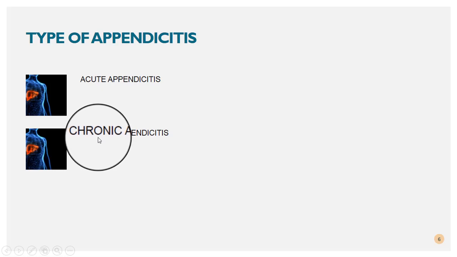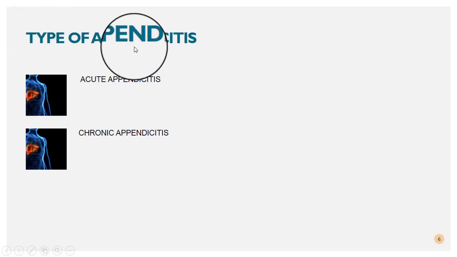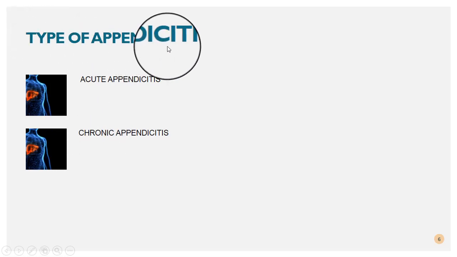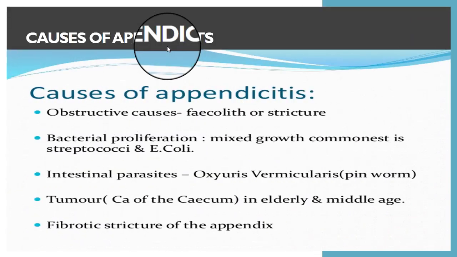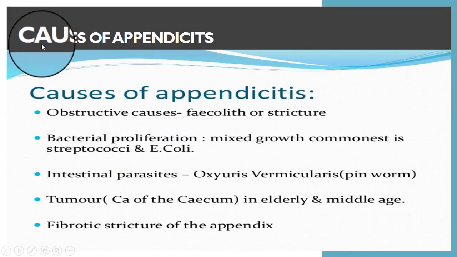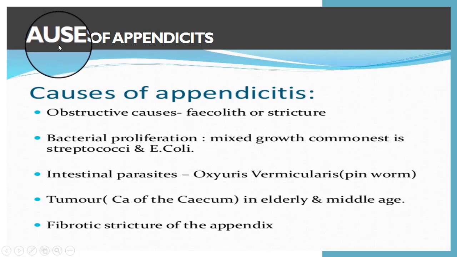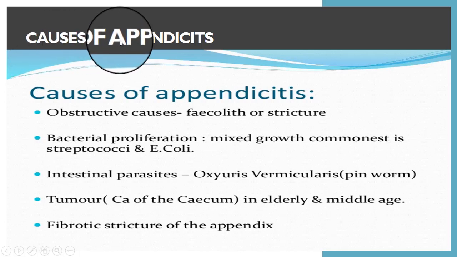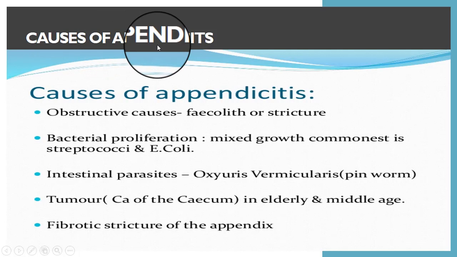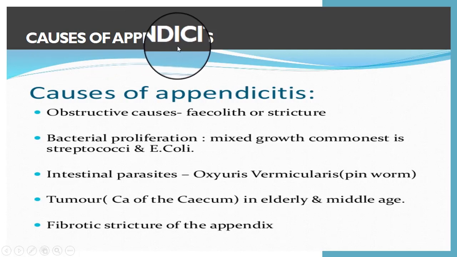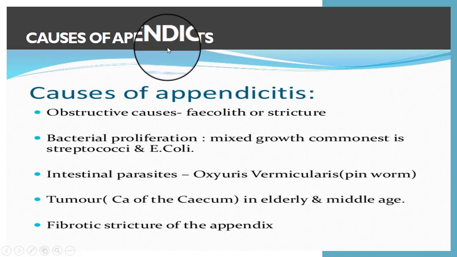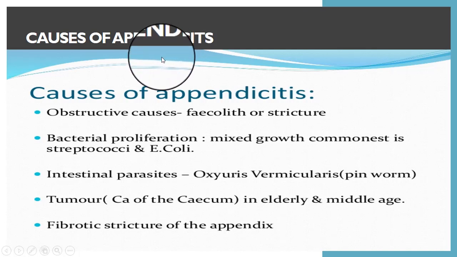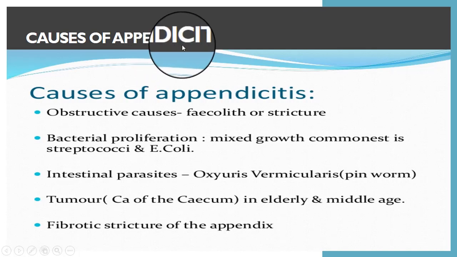So this was all about the types of appendicitis. Now next, we will discuss the basic etiology, the various causes that lead to appendicitis. In many cases, the exact cause of appendicitis is idiopathic, meaning it's unknown.